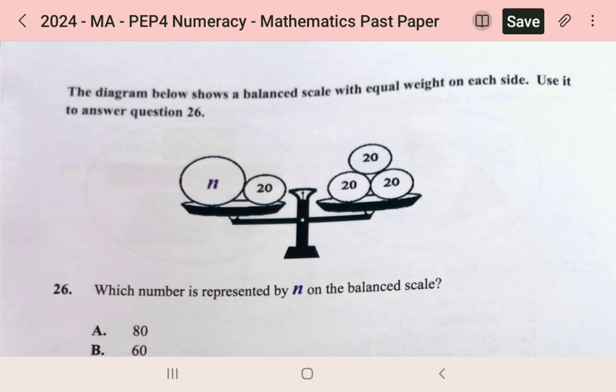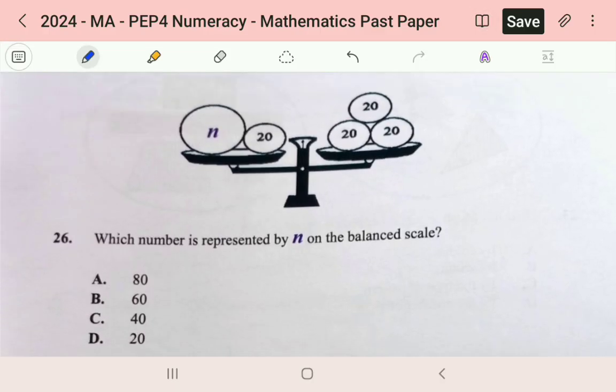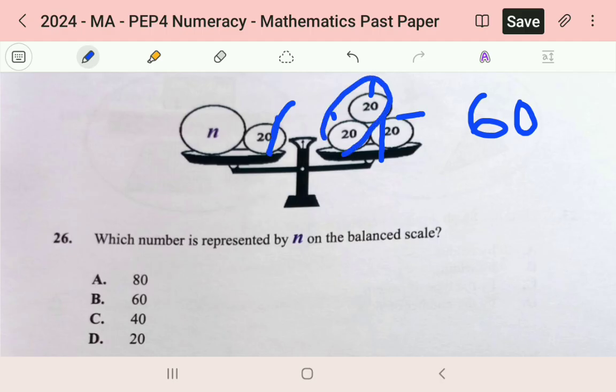Which number is represented by n on the balanced scale? So let's flesh this out. If this is 20, 40, 60, because it's three of them, 3 2s are 6. So this is 60, and the scale is balanced. This is just 20. So if you take out this 20 to match with this 20, then these two 20s would be the same as n. So if these two are 40, n is also 40. 40 over here plus this 20 gives you 60. So n is 40, which is C.